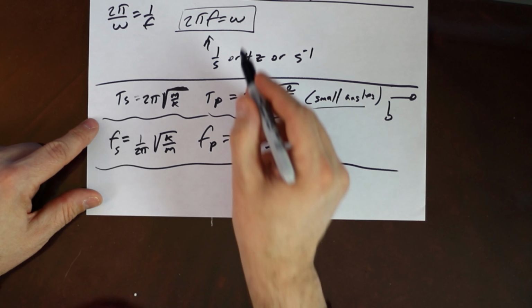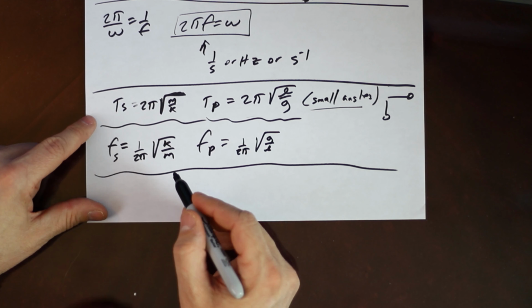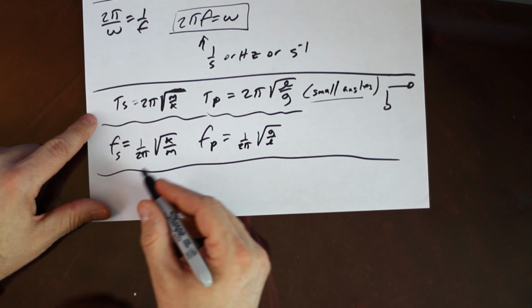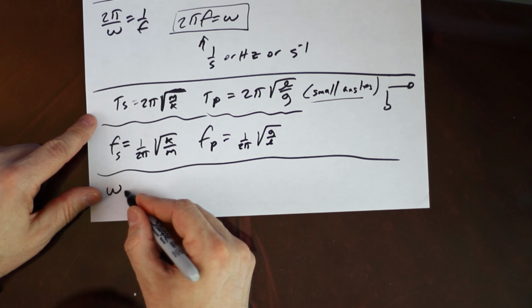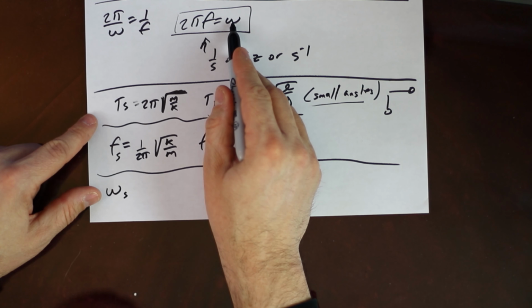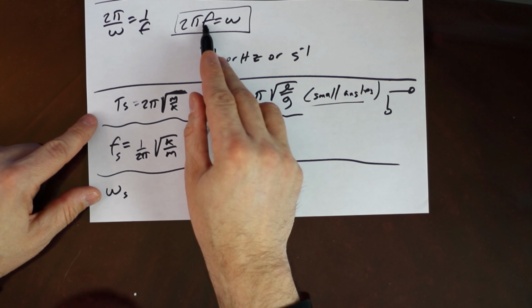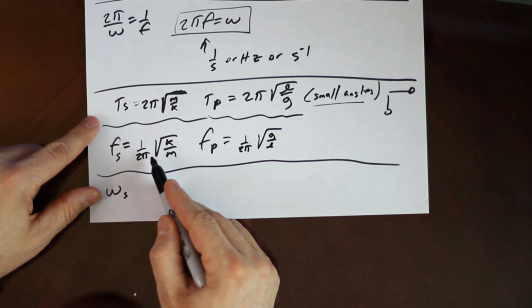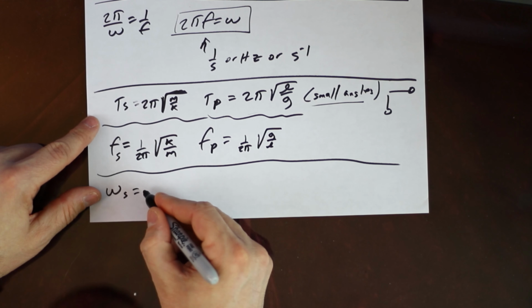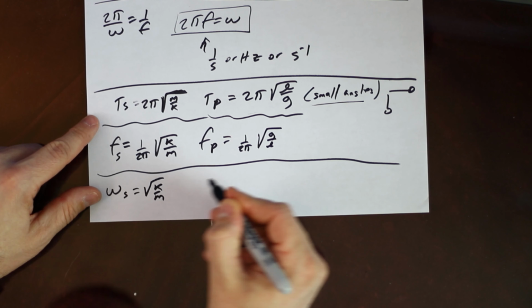And then what about in terms of omega? What if you want this in terms of omega? So what would the angular frequency be of a spring? Well, to get omega, we would just take our regular frequency and multiply by 2 pi, because it'll cancel out. So it'll just be square root of k over m.